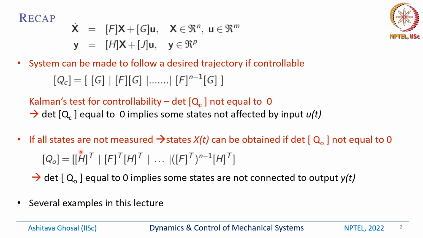And again, Kalman showed that if the determinant of this matrix QO is equal to 0, it implies some states are not connected to the output y of t. If the determinant is not equal to 0, then the states x of t can be obtained from measurements y of t. And in this lecture, I will show you several examples of systems which are controllable, observable, not controllable, not observable.